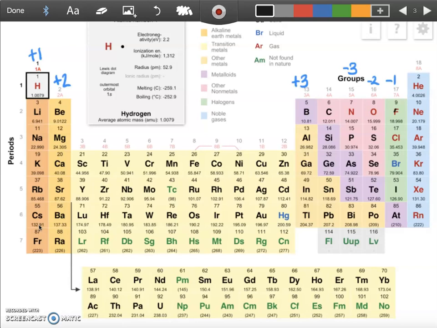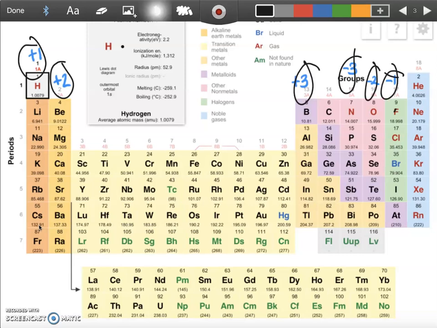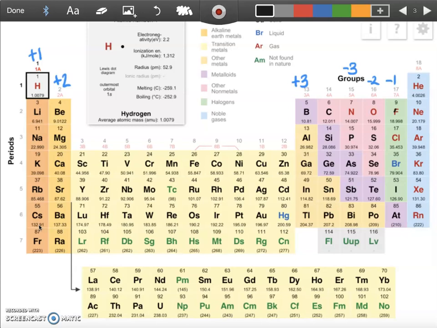If you haven't done so already, please go ahead and write the charges above the particular groups as you see them here on your own labeled periodic table. This is going to be very important and helpful when looking at making ionic compounds.